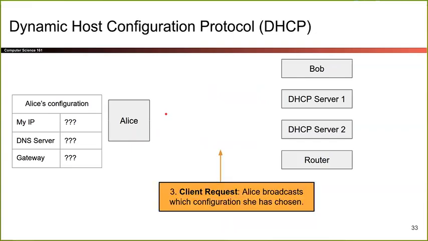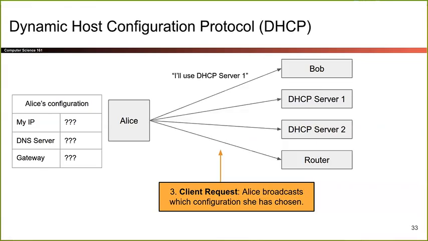Okay. The next step is called client request. So now Alice has gotten a bunch of offers, usually just one, but she can also get multiple. And she has to pick one, right? She doesn't need multiple, she just needs one. So she'll pick one. And because multiple people could have made an offer, she needs to tell everyone which one she chose. So this is actually broadcast, and she'll tell everyone, I'll use DHCP server 1. Thanks, everyone. Right? And this is important because DHCP server 2 has to know to ignore or discard its offer. So now DHCP server 2 can give that offer to somebody else because Alice didn't choose DHCP server 2.